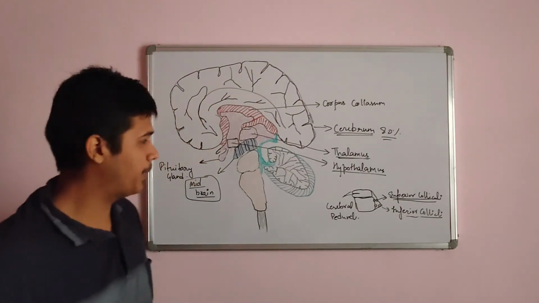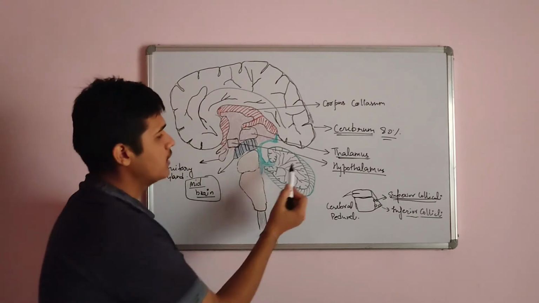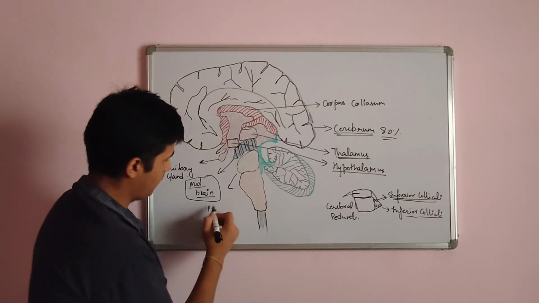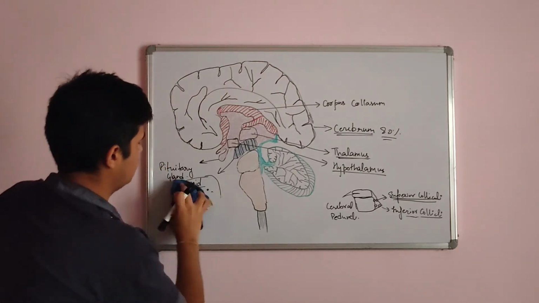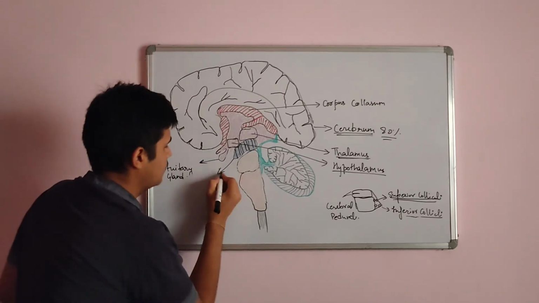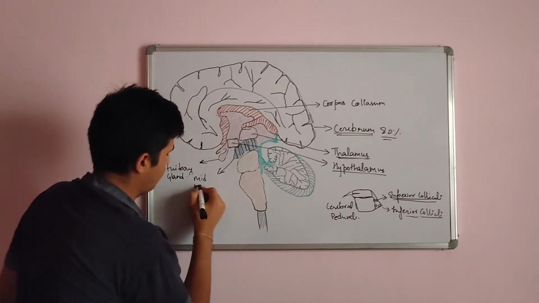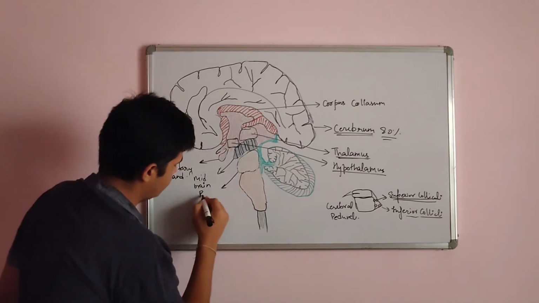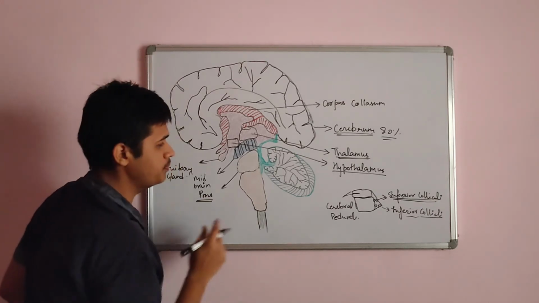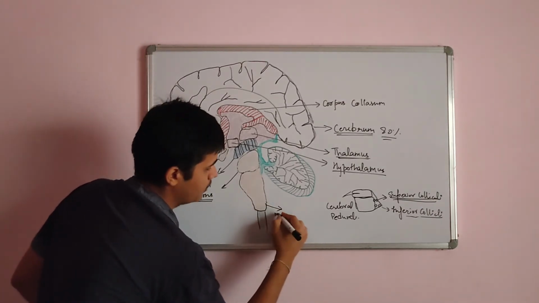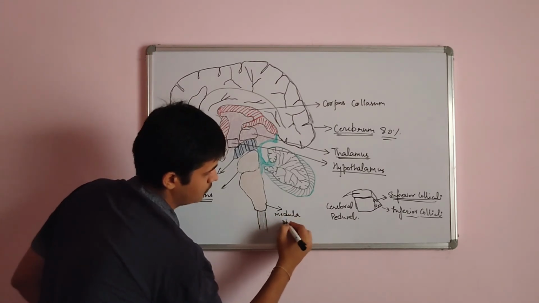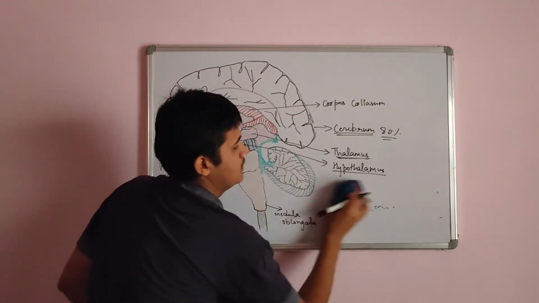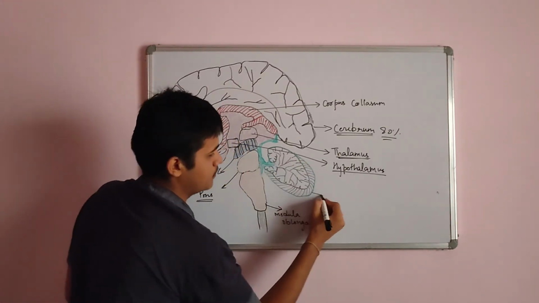So this was the midbrain. Down to this midbrain we find the parts of the hindbrain. So the hindbrain includes the pons, medulla oblongata, and cerebellum. This particular structure.